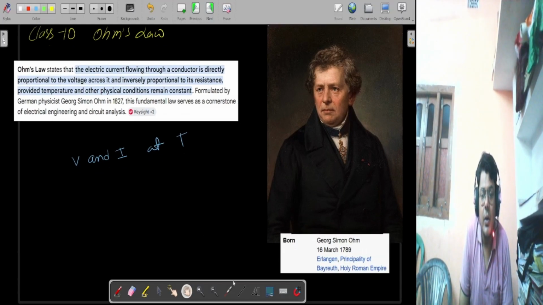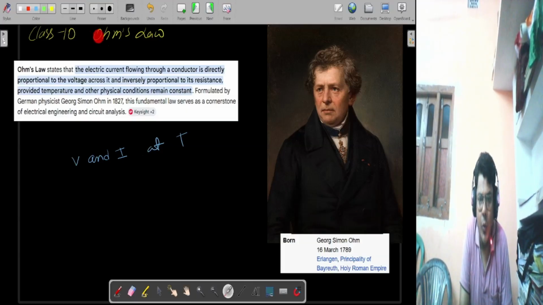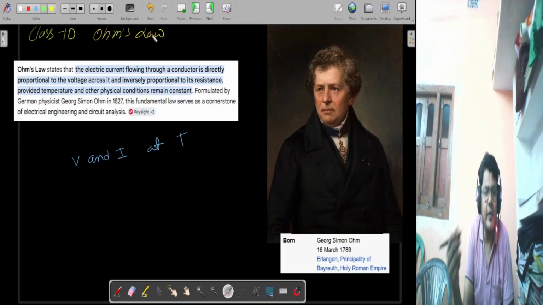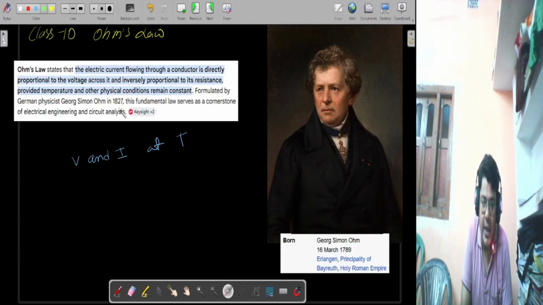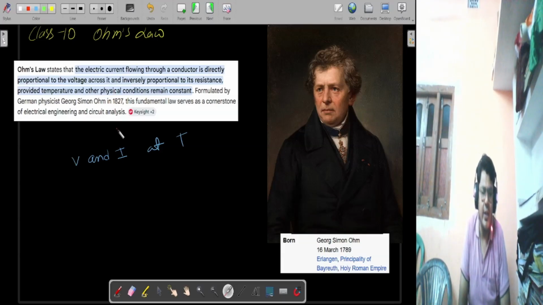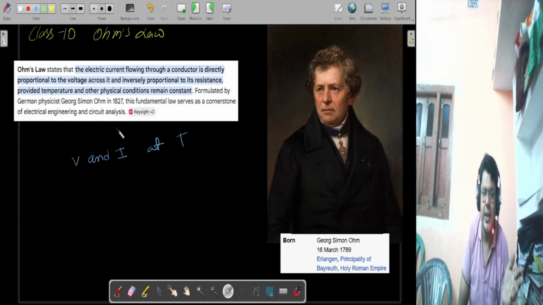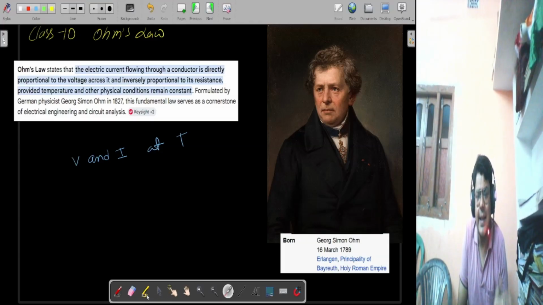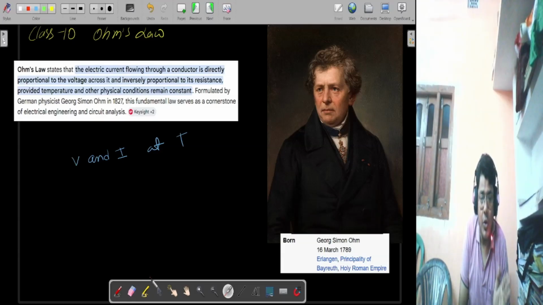Now, this law, Ohm's law, was discovered by a German physicist, George Simon Ohm, in 1827. He was a physicist and he did many electrical experiments, and by doing all that he noticed that whenever he increased the potential difference or voltage of any electrical circuit, it automatically led to an increase in the amount of electric current passing through that circuit.